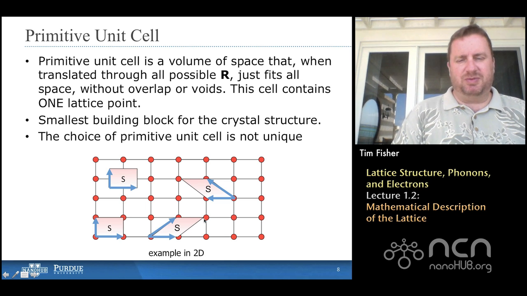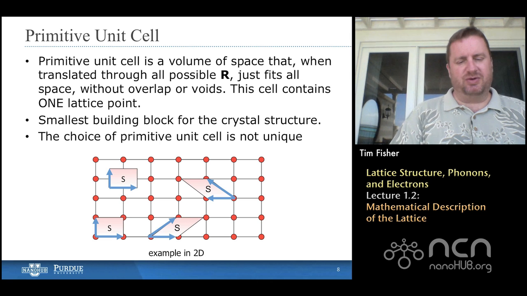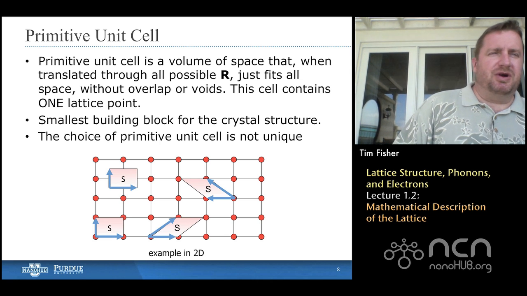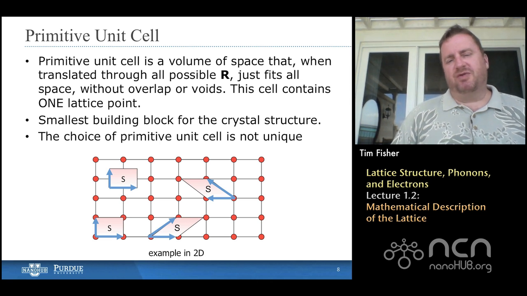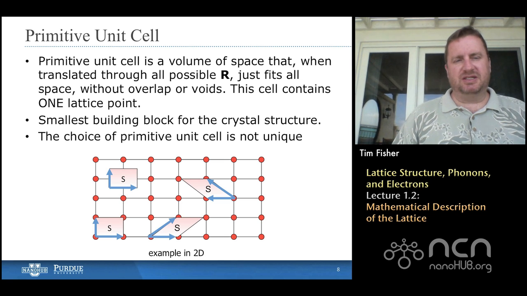But we could also take these parallelograms and do the same thing. So the point here is that these primitive unit cells are not unique. You could define them in a number of different ways and shapes, and there are general criteria for deciding which one to pick for different types of lattices, and we won't get too bogged down in the details of that.